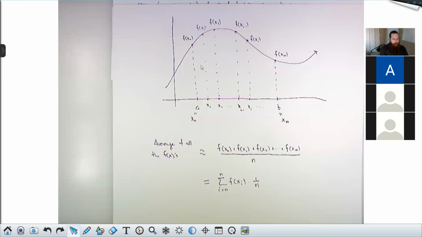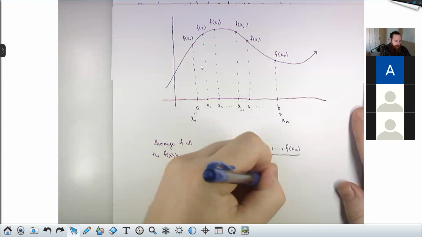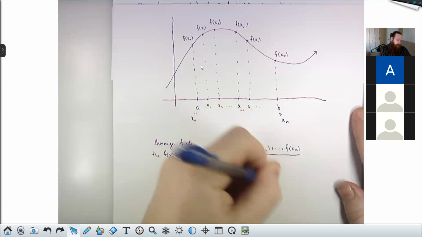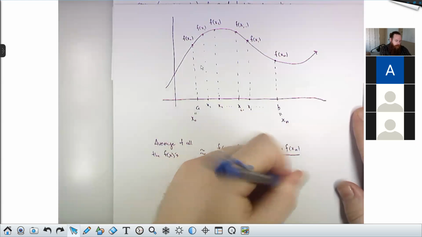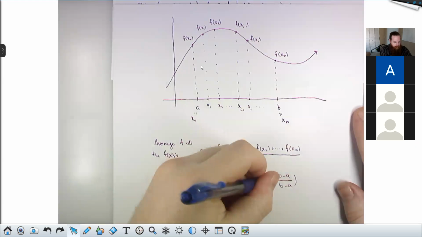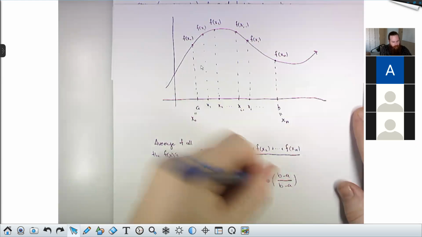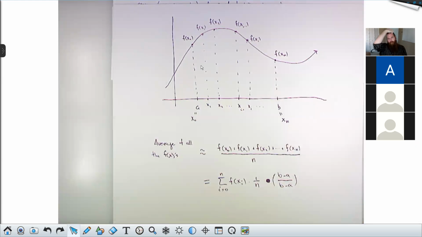If, however, I very sneakily multiply by b minus a over b minus a, I guess I shouldn't write the x here because that looks like the variable x. But if I multiply by b minus a over b minus a, I can group the numerator with this 1 over n, and that will give me a delta x. That'll be b minus a over n. That's delta x.